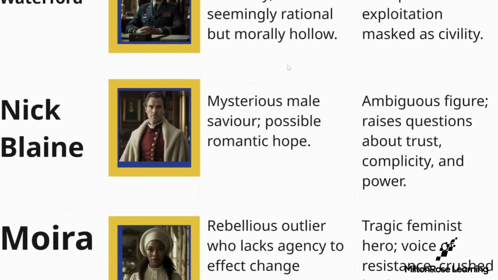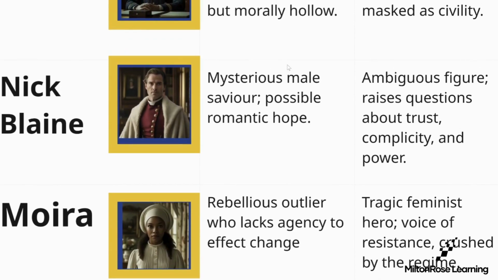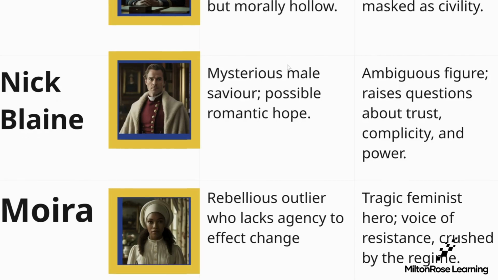Moira, in the Reagan era on the left, a rebellious outlier who lacks agency to affect change. She wants to be this rebel figure, but she lacks the agency to do it. But in the modern era, on the right, we might see her as a more tragic feminist hero, the voice of resistance, but tragically crushed by the regime. So she's very heroic in that sense.